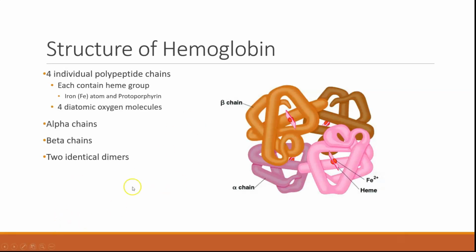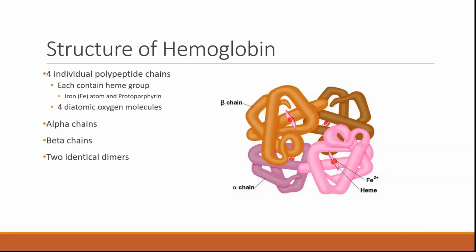Okay, so we'll start off with the structure of hemoglobin. So hemoglobin is somewhat of a complex 4-polypeptide chain dimer. It consists of 4 individual polypeptide chains, and each contain their own binding site, which is referred to as the heme group.